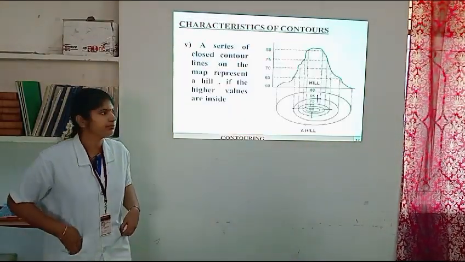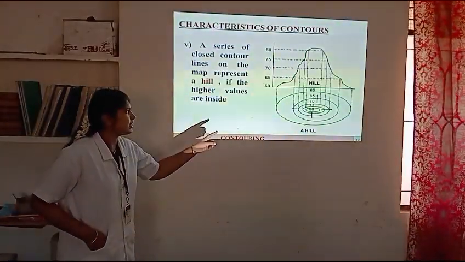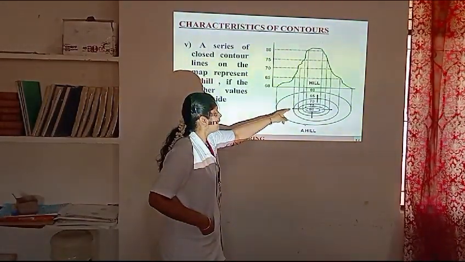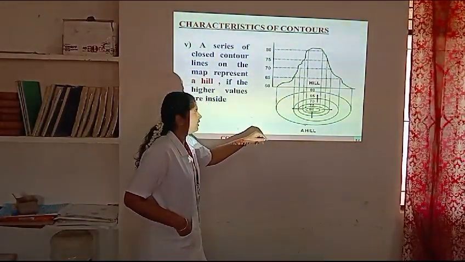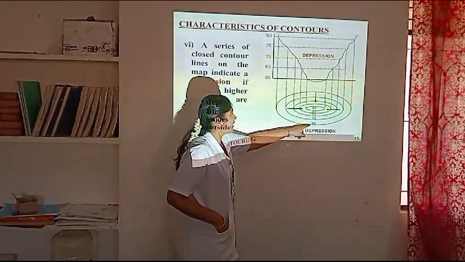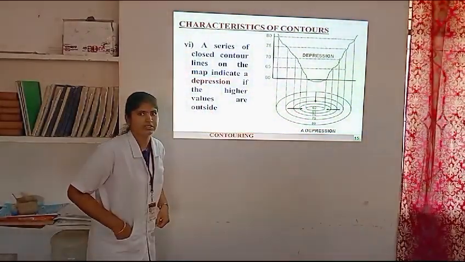Now we are going to see the difference between the hill and depression. In case of hill, higher value will be inside and lower value will be outside. It will be in decreasing order. Whereas in case of depression, lower value will be inside and higher value will be outside. It will be in increasing order. This is the difference between hill and depression.